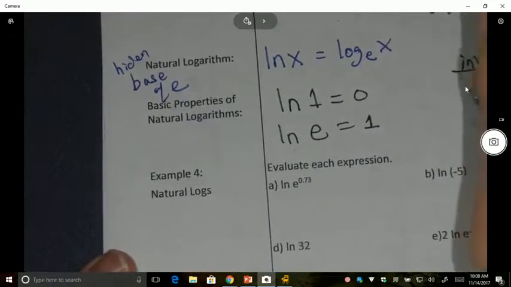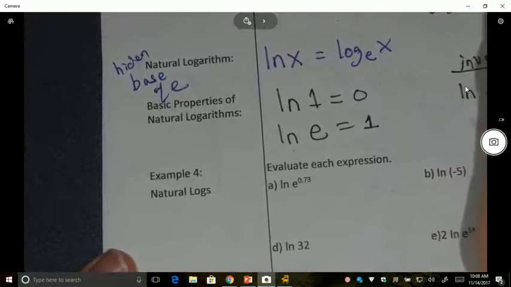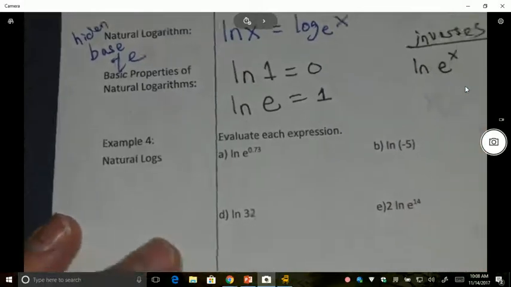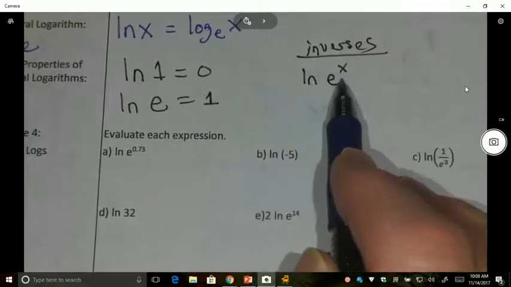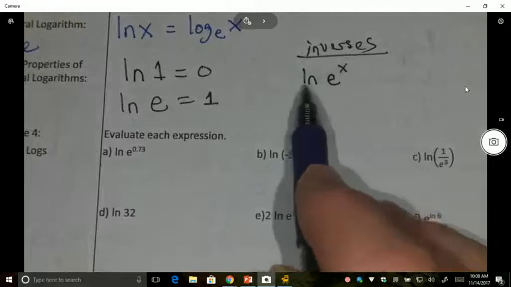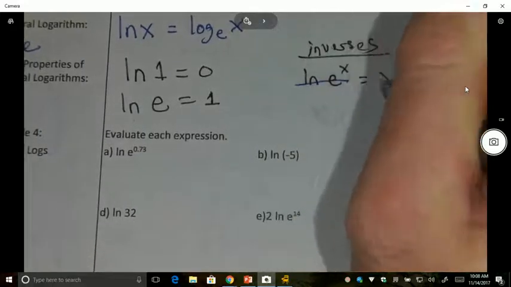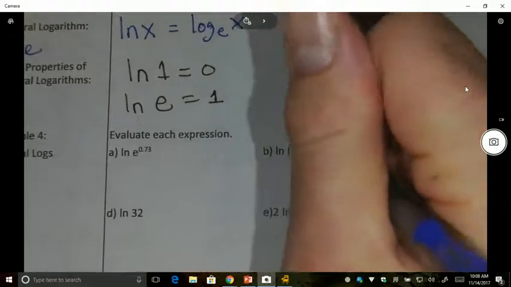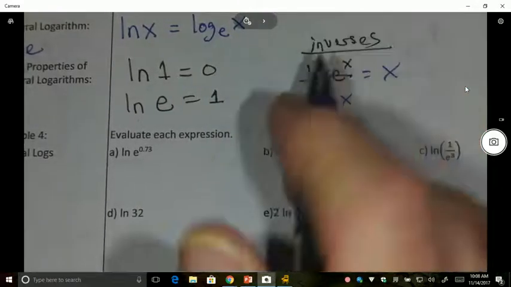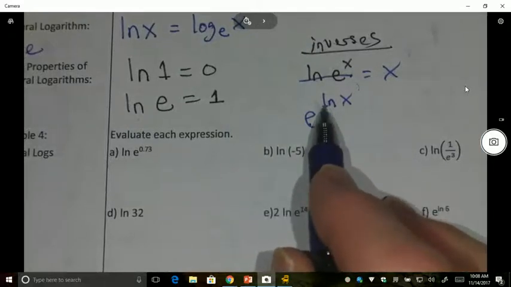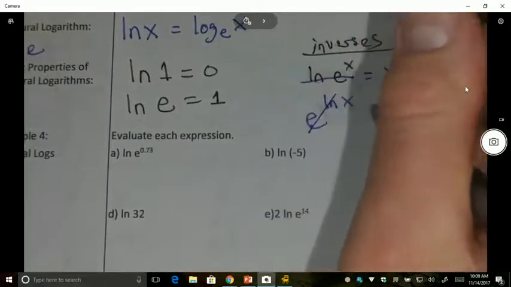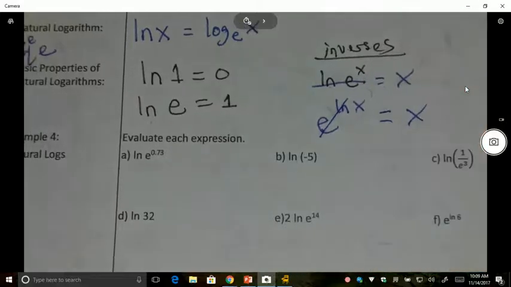The natural log of e to the x. This has a base of e, and it's a log, and this has a base of e. It's an exponential inside the log, so they undo each other. We get x. e to the natural log of x. This has a base of e for the exponential expression. The logarithm is in the exponent with a base of e, so they undo each other. The answer is x. So using that, see if you can evaluate letters A through F.